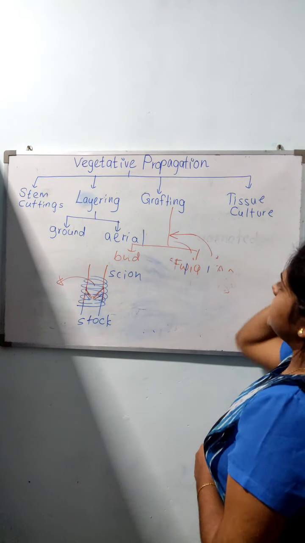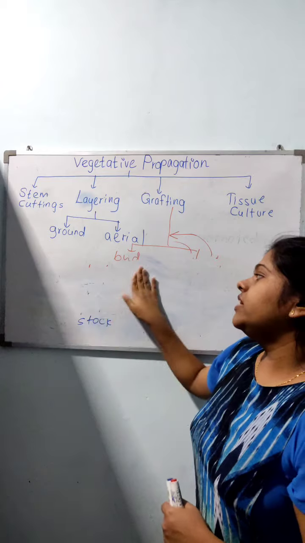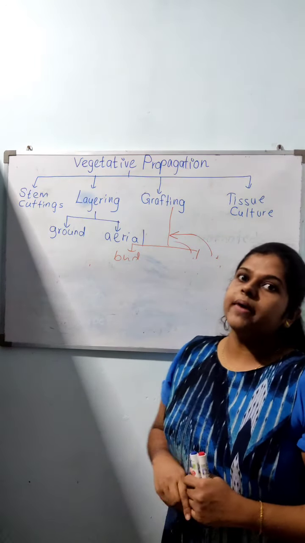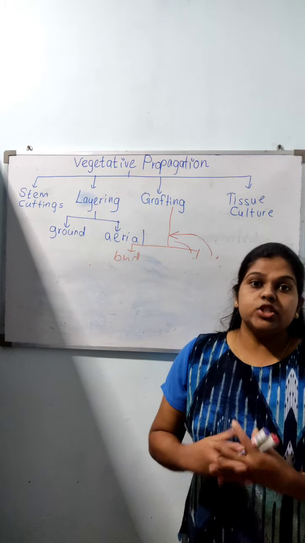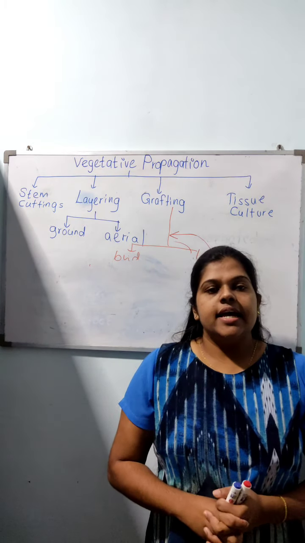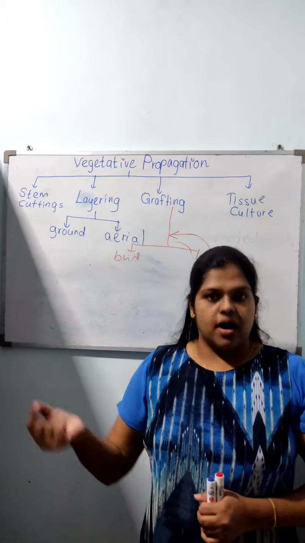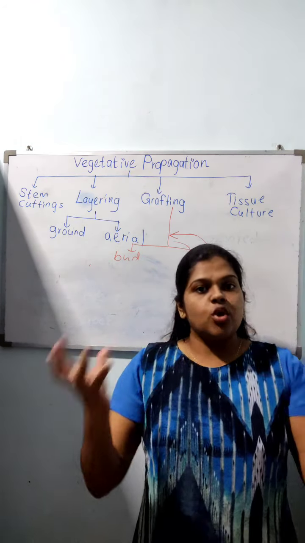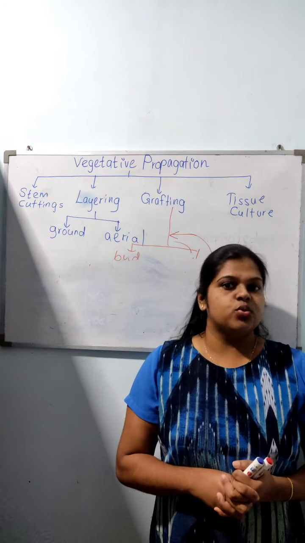Then the last method is tissue culture. When we are talking about tissue culture, that is the most advanced method when comparing these four. Tissue culture is done in a laboratory. That means the growing of plant parts in glass bottles in a sterilized and controlled environment. We call it tissue culture.